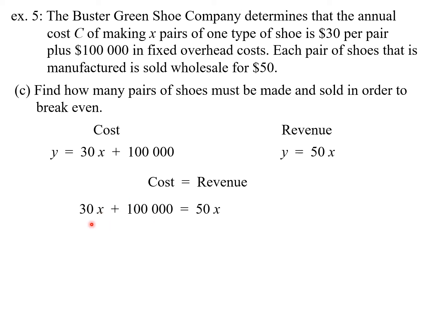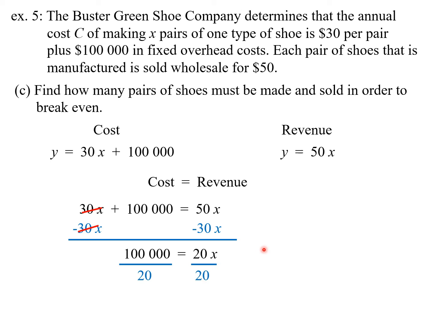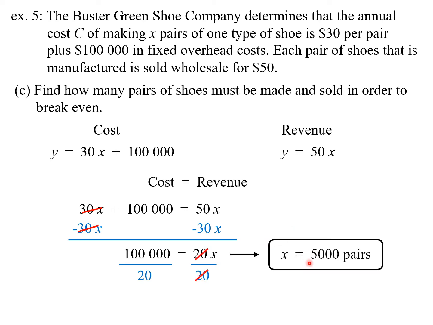So we're solving this for x by subtracting 30x from each side. And after canceling, we get 20x is equal to 100,000, and divide by 20, and that turns out to be 5,000 pairs of shoes. So you've got to sell 5,000 pairs of shoes in order to break even.